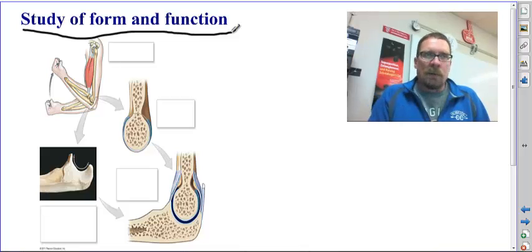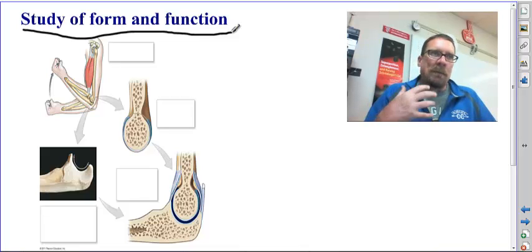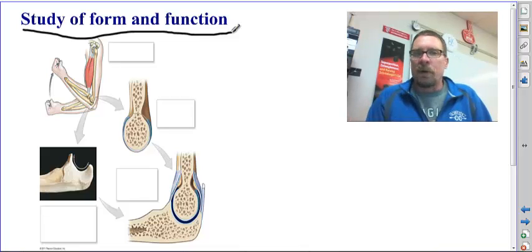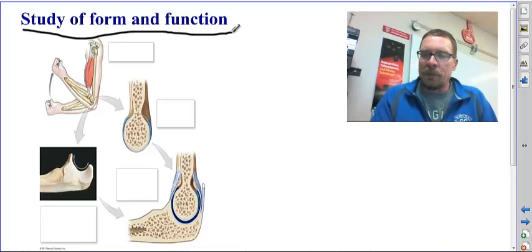You could look at it the other way, too: I'm going to build this structure to perform a function. However you want to say it, the idea is that we became complex in an ability to adapt and respond to our environment.